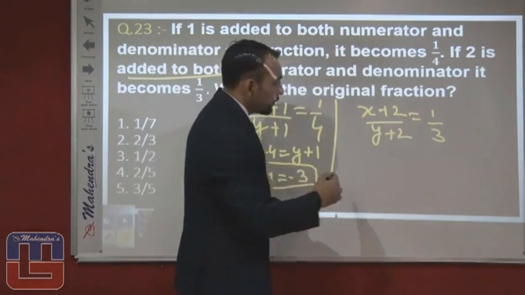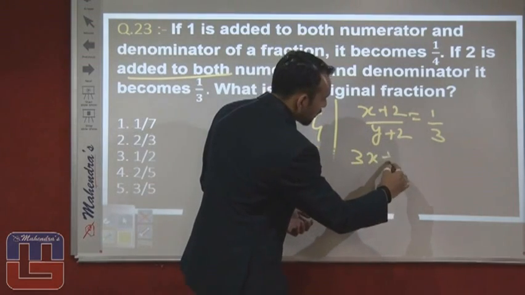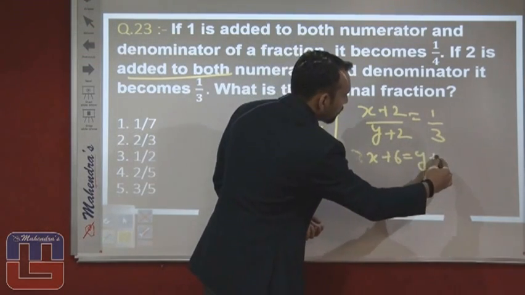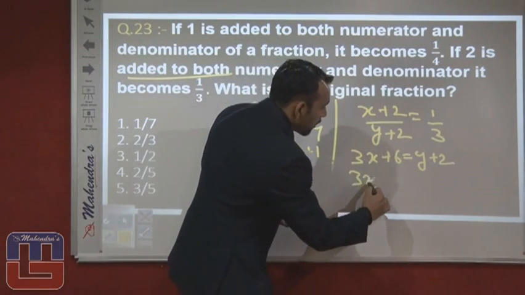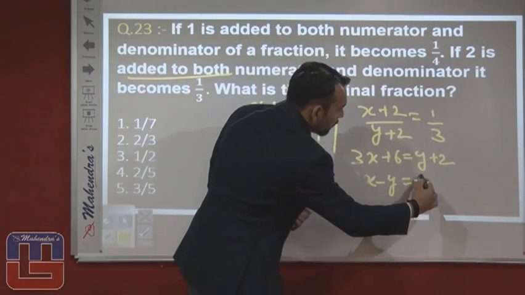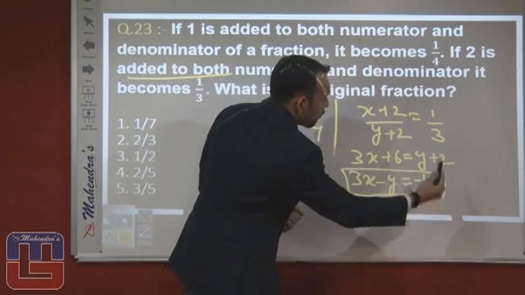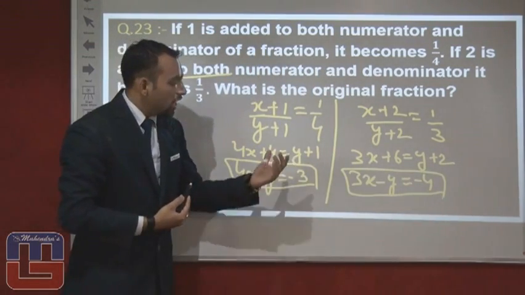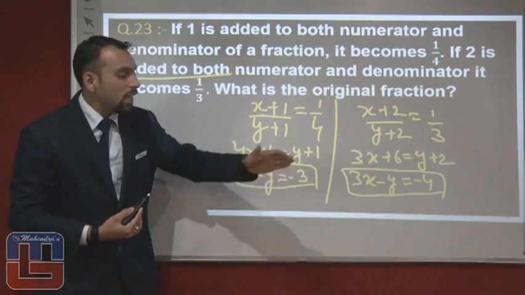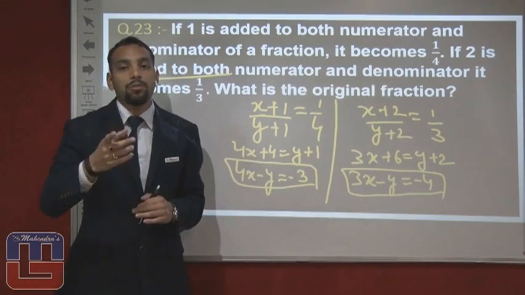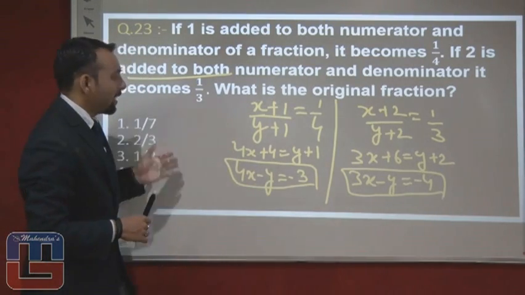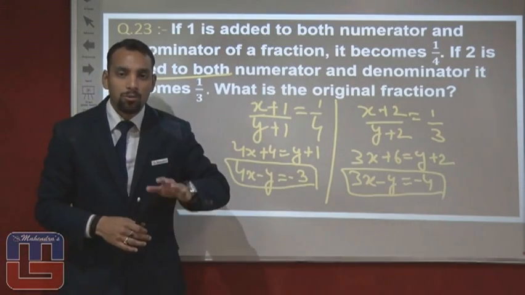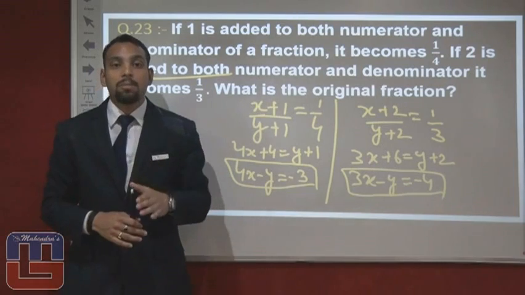Alright, now see, 3x plus 6 is equal to y plus 2. Again, if you simplify this equation, you will get 3x minus y is equal to minus 4. So here we get the two equations. Then we will solve the two equations, find the value of x and the value of y, and then we can say the answer will be this one. Now this is the traditional method.